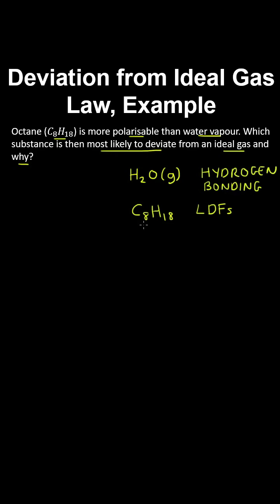Octane is more polarizable than water vapor, which is H2O in the gas phase. Which substance is then most likely to deviate from an ideal gas, and why? Well, for octane, the intermolecular forces between the molecules are London dispersion forces, as the molecule is nonpolar. And between H2O molecules, you have hydrogen bonding, which is a special type of dipole-dipole interaction. Given that octane is more polarizable, as the molecules are significantly larger than H2O molecules, the intermolecular forces between the octane molecules are going to be more significant, and therefore octane is most likely to deviate from an ideal gas.